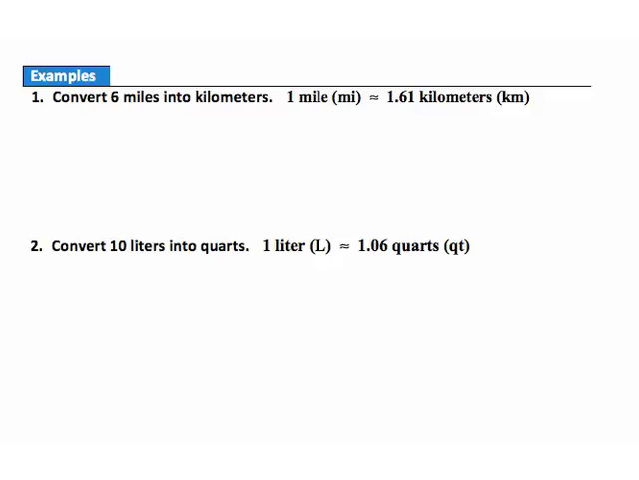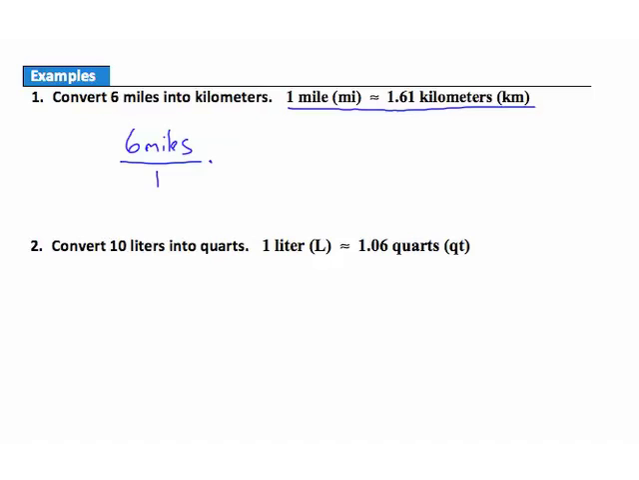Now let's take a look at some examples that will help you understand how to convert between the US and metric system of measures. Example 1. Convert 6 miles into kilometers. And from our table here we have this conversion that 1 mile is equal to 1.61 kilometers. Well, we're going to use a units fraction to do this. So the first thing we're going to do is write 6 miles as a fraction. So we just write 6 miles over 1.